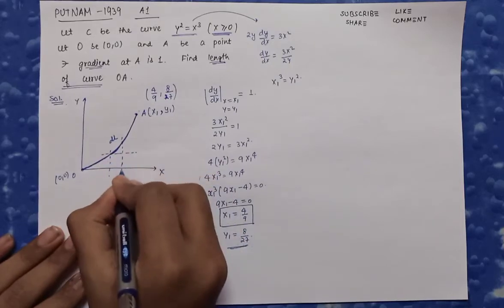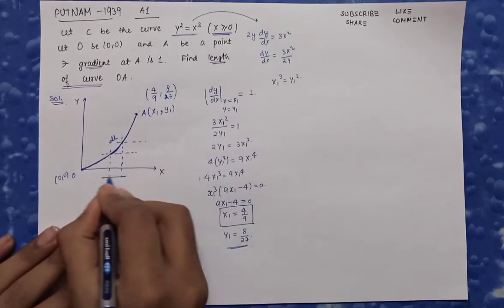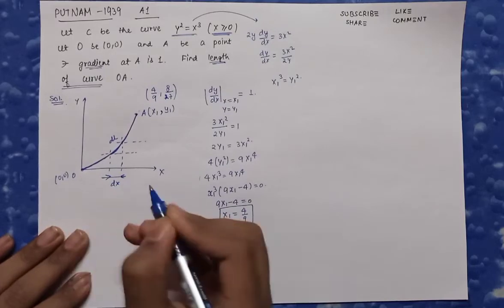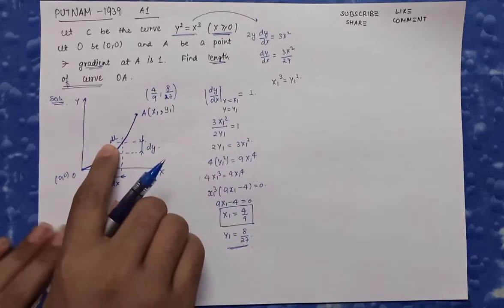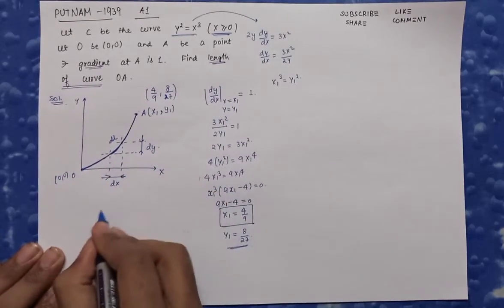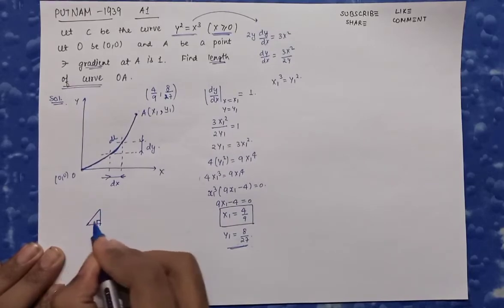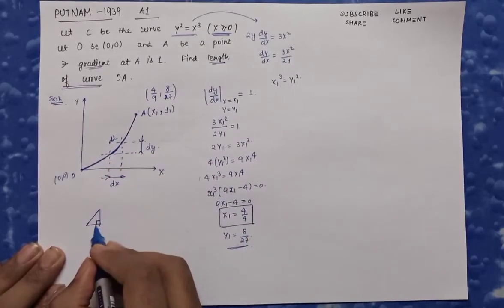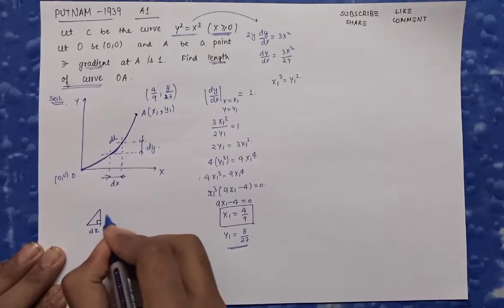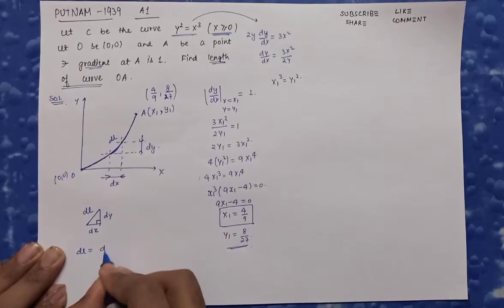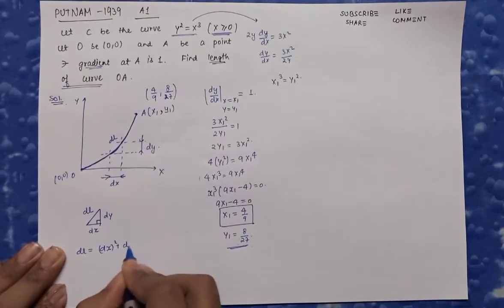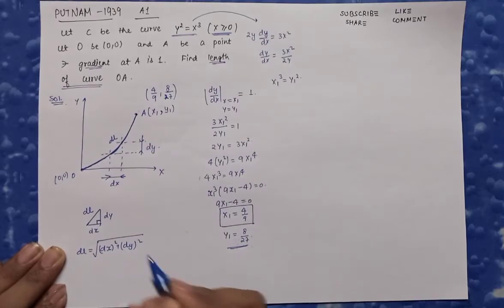and I broke it into components like this. I call this a small segment in the x direction, and this a small segment in the y direction. Now dl can be written in terms of these, because it is very small, so I can assume that it is approximately a right angle triangle, where this length is dx, this length is dy, and this is dl. So I can write dl equals square root of dx square plus dy square, from the Pythagoras theorem.